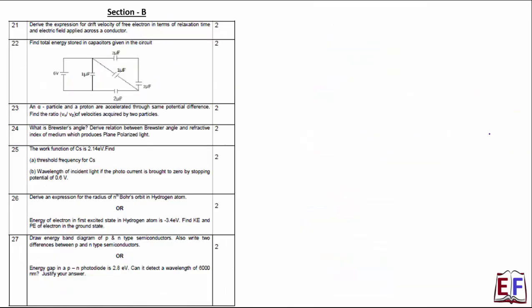Moving on to section B, here you will have approximately 7 questions of 2 marks each. Here you can expect formula based numerical questions, which will not be very difficult ones. Simple, direct formula based questions. Small definitions or small derivations can also be expected.